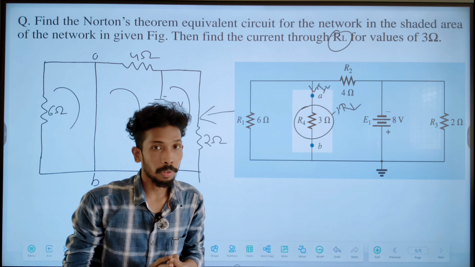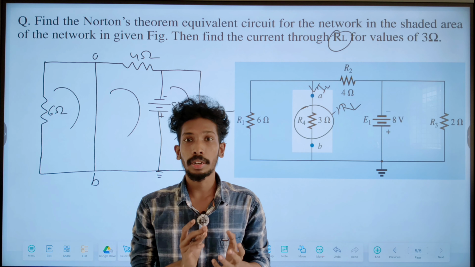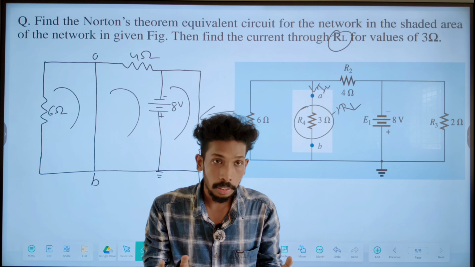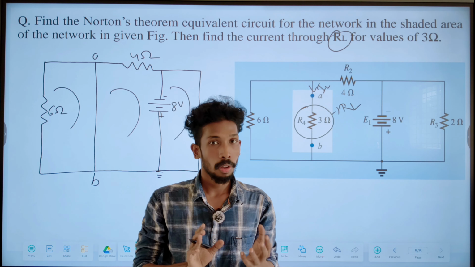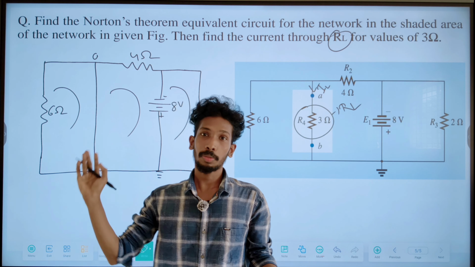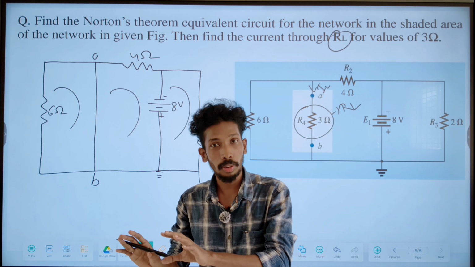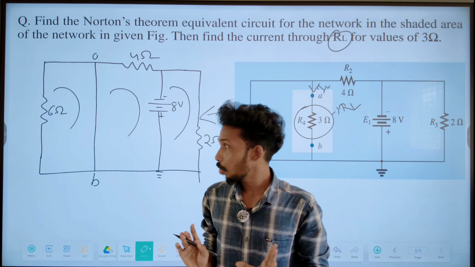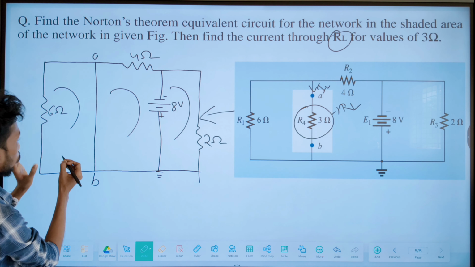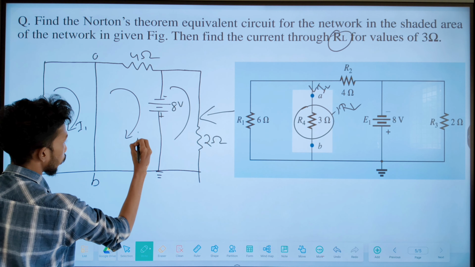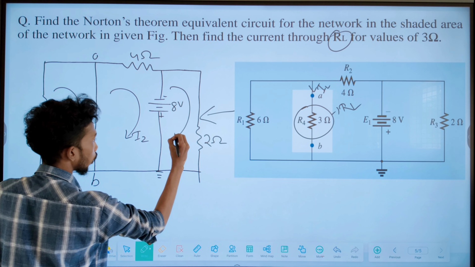For applying KVL, we assign the current direction in the same direction. If you are taking clockwise direction, then all the mesh currents will be taken in clockwise direction. If you are taking anti-clockwise direction, then take all the currents in anti-clockwise direction, and it will be helpful to calculate the current value. So I am now taking clockwise direction. So this is our I1, this is our I2, and this is our I3.